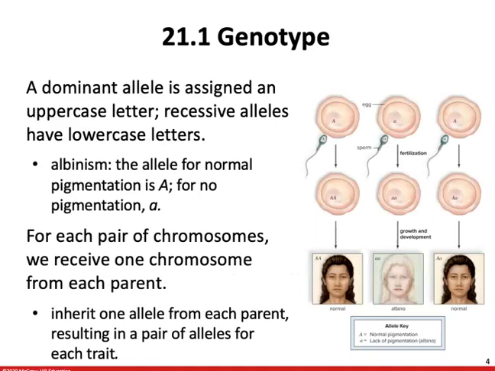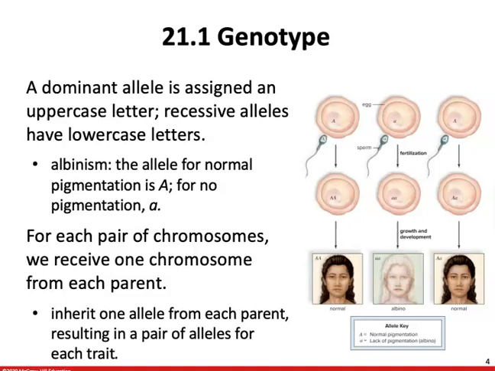So when we're continuing on with genotype, a dominant allele is always going to be assigned an uppercase letter, and then a recessive allele will have the exact same lowercase letter. For example, if we're talking about albinism, the allele for normal pigmentation would be capital A, and the allele for no pigmentation, or the allele for albinism, would be lowercase a. We're always going to use the same letter, uppercase and lowercase, to denote dominant versus recessive alleles to help keep things straight.